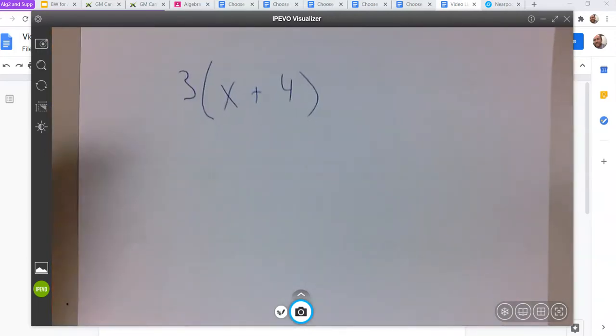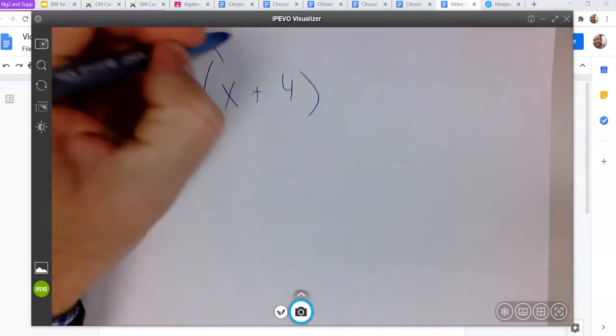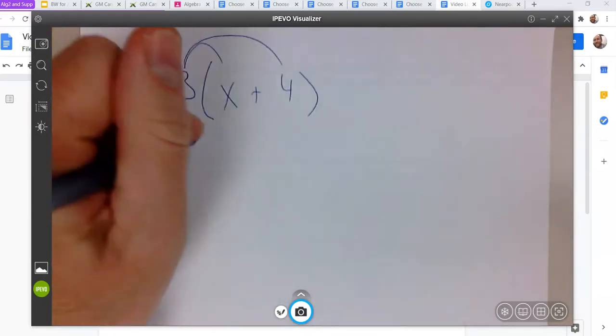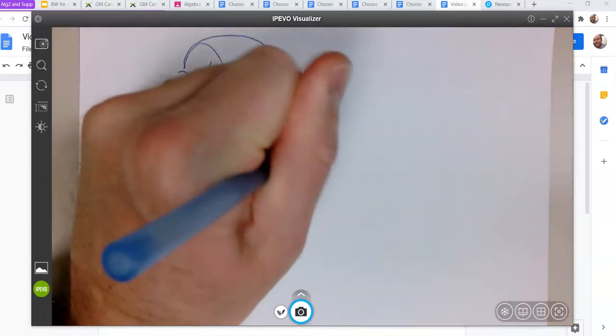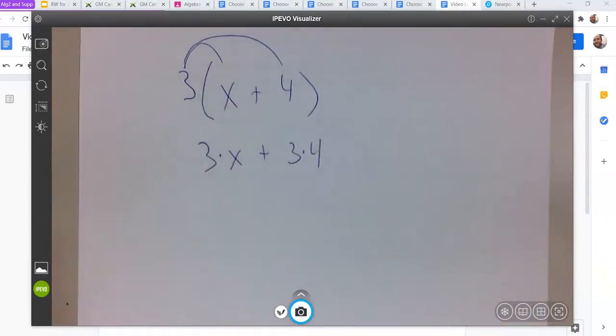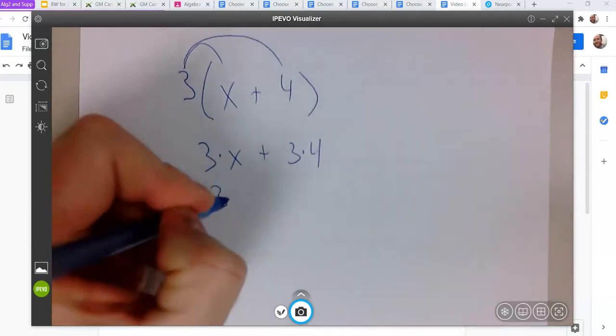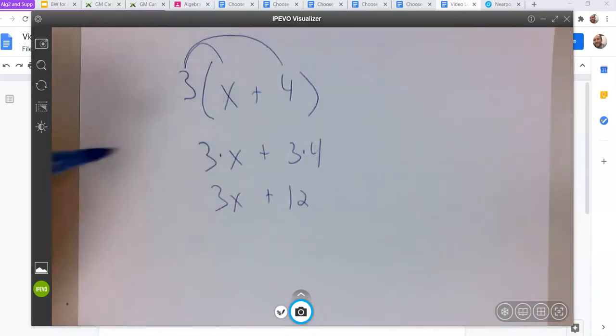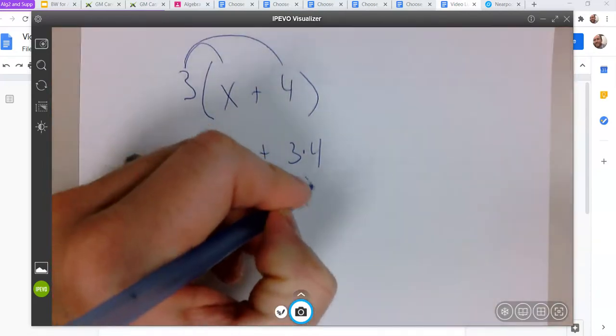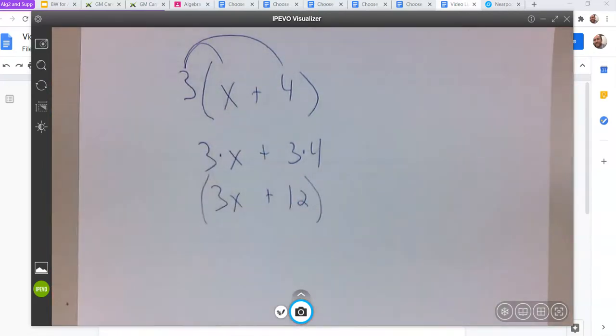I know you've seen this before many, many times. We are going to multiply what's on the outside to both things on the inside. So it's 3 times x plus 3 times 4. Easy enough. We can multiply those, 3x plus 12. And those parentheses that were there, we usually drop them, but really, invisible, they're still there.